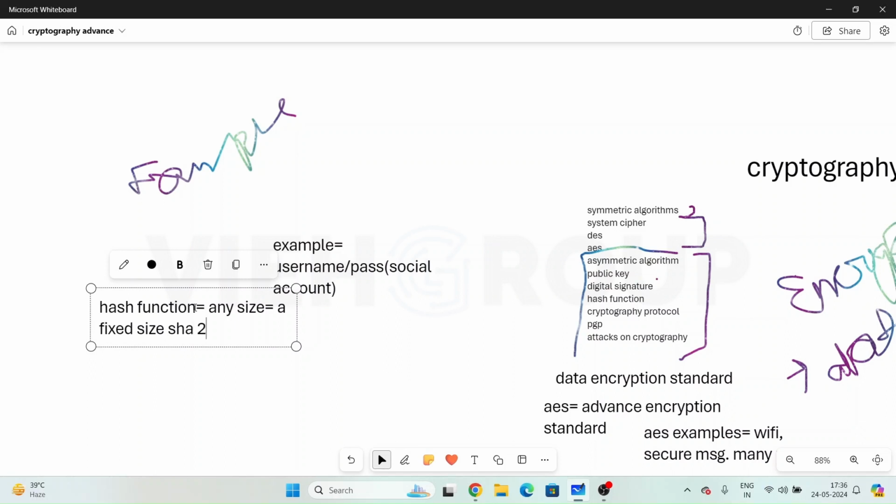SHA 256. You can remember it if you want to. SHA 256 is a rock star of a hash function with extremely low chances of collision. The second point is that it is used for secure password storage.